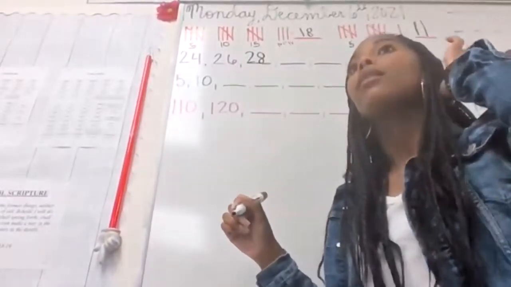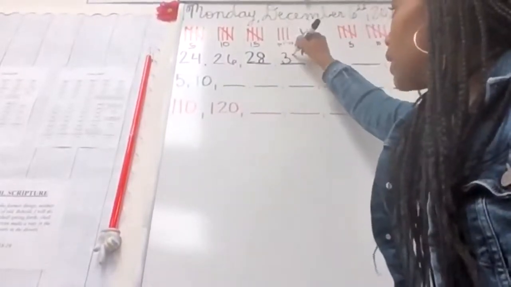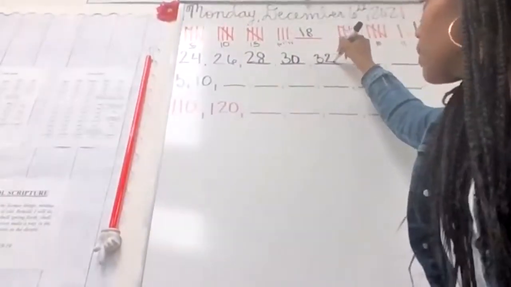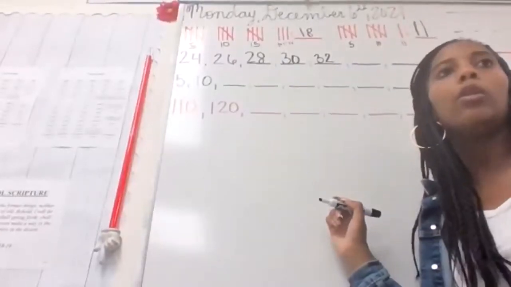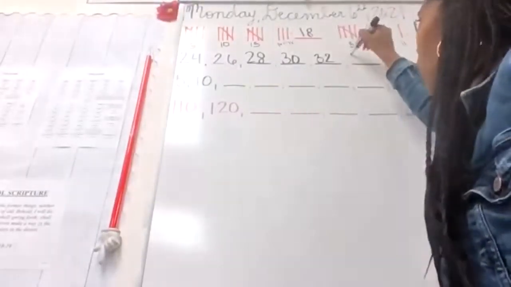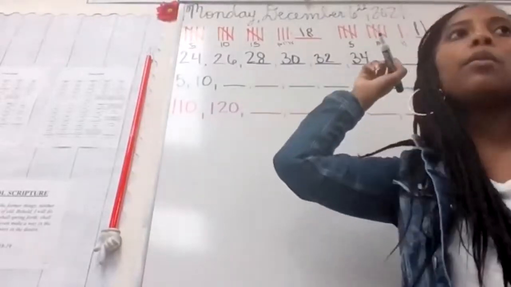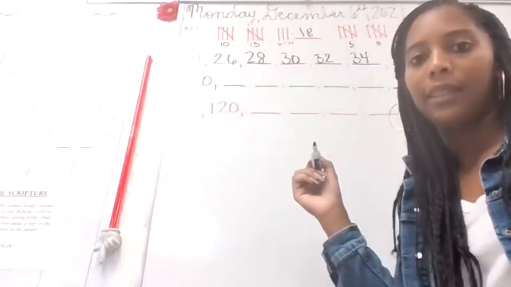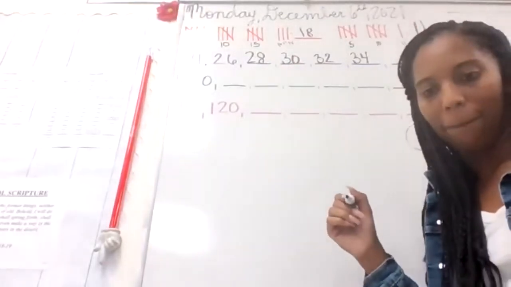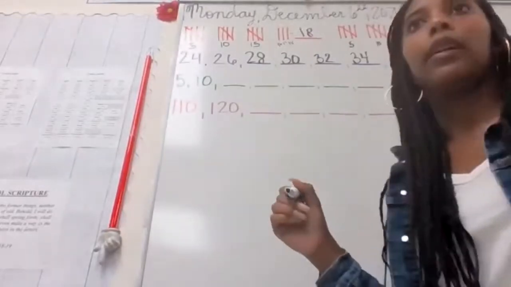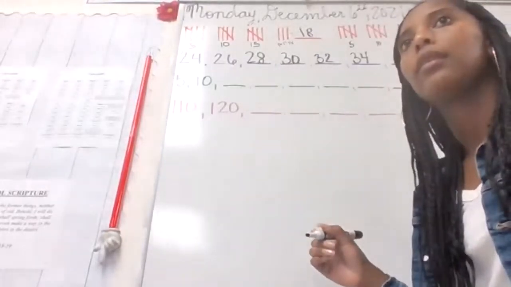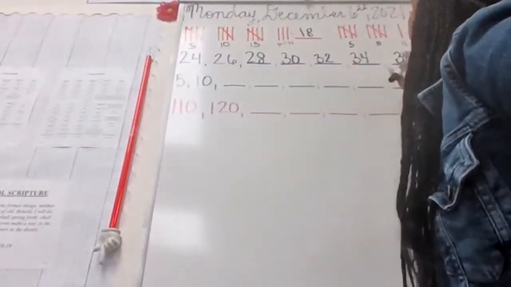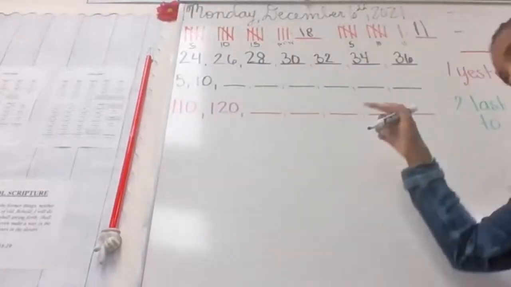28. 24, 26, 28. From 28? 30. Dennis, from 30? 32. 32, the pattern starts over again, 2. After 32, 34, and then after 34, we would say 36. Remember, the pattern is 2, 4, 6, 8, 0. All right, so let's count by 2s all the way to 36.